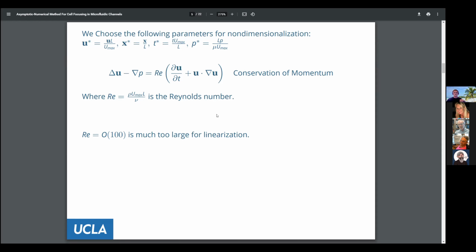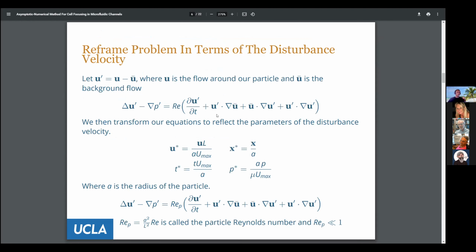And so the key insight here is that instead of trying to solve for the flow in the channel, we reframe the problem to be about the disturbance to the flow caused by the presence of the particle. Because the particle is small, the disturbance should be small as well, which will allow for an accurate linearization and approximation. And so here we do just that mathematically. We let U prime be the disturbance flow, which is just literally the difference between the flow with the particle and the flow without the particle, here represented by U bar.